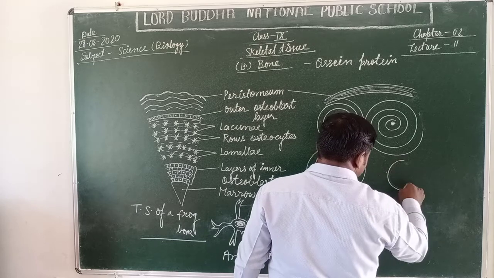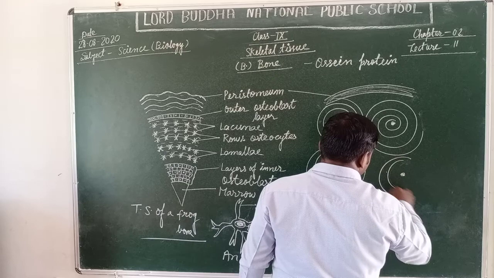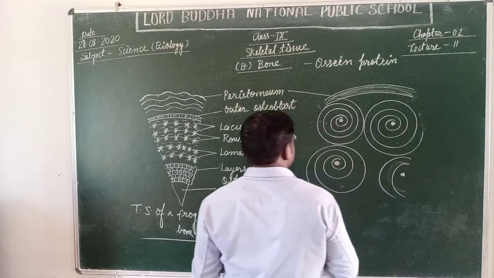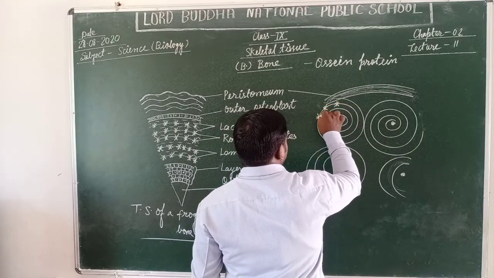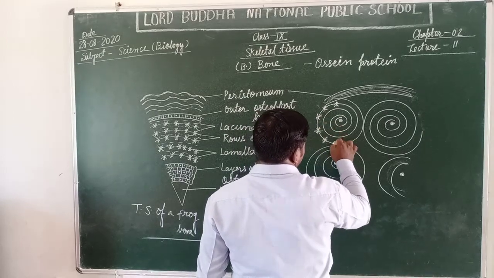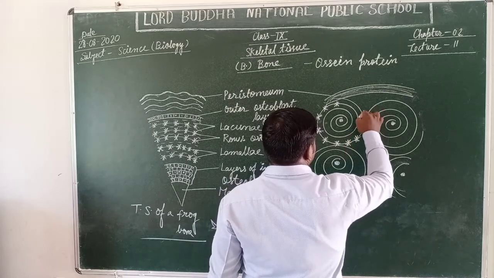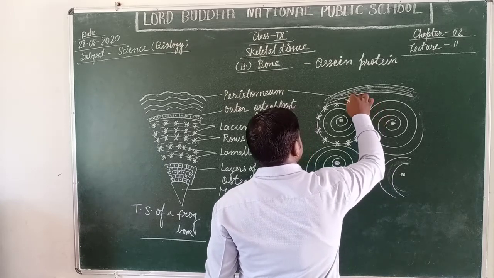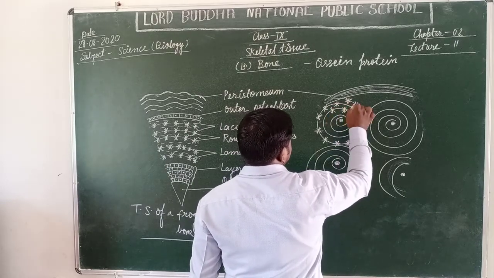Clopton Havers was the first to describe this, and after his name these kinds of arrangement of lamellae are known as the Haversian system. The central part of the Haversian system is hollow and it is interconnected with one another by a separating canal that is called Volkmann's canal, after the name of its discoverer Volkmann.